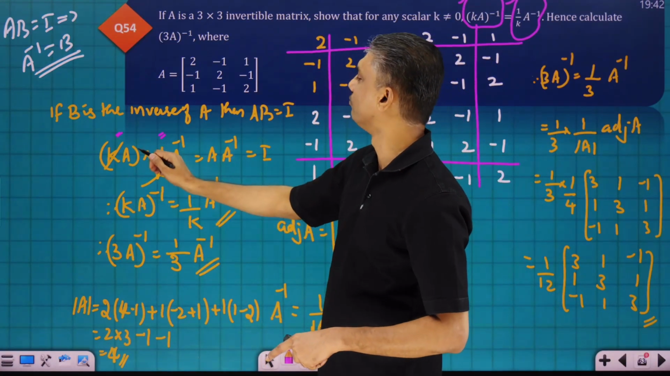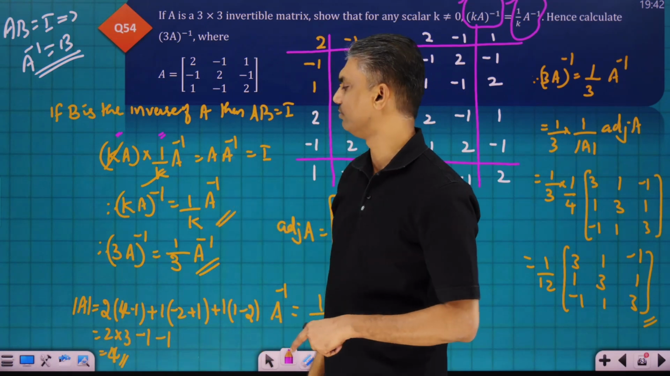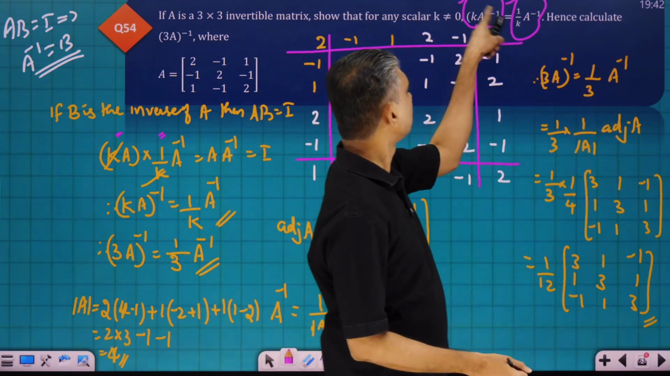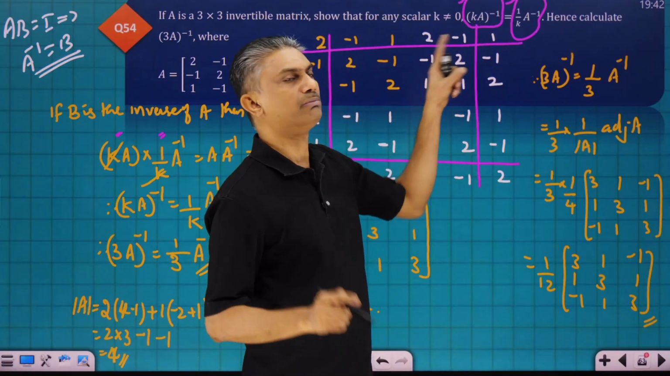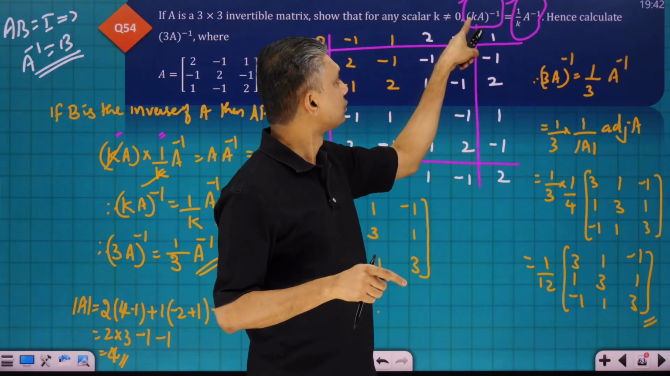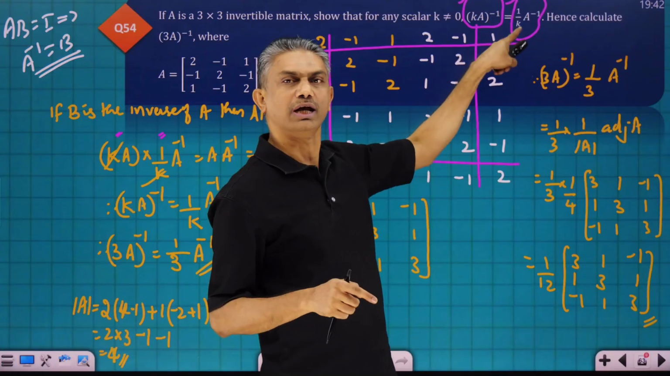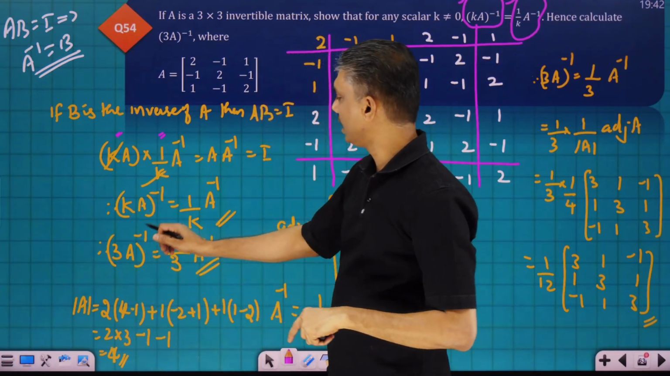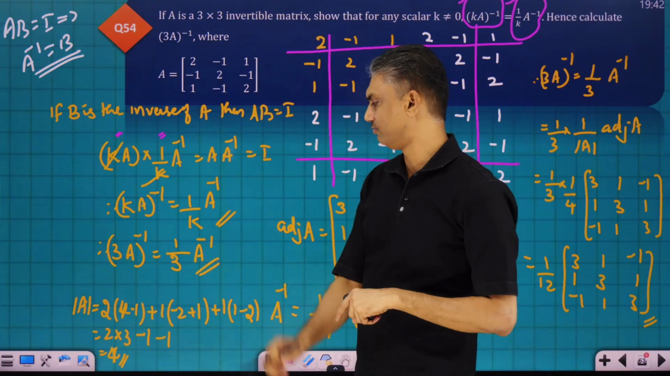Therefore, (kA) inverse is equal to 1 by k into A inverse. The product of both of them: remove this minus in the top and multiply. Say this is A, this is P, this is Q. P into Q is equal to I, so P inverse is equal to Q. Same concept: (3A) inverse is equal to 1 by 3 into A inverse.